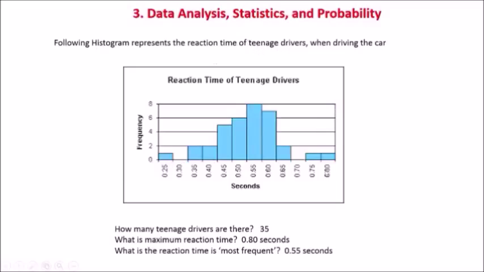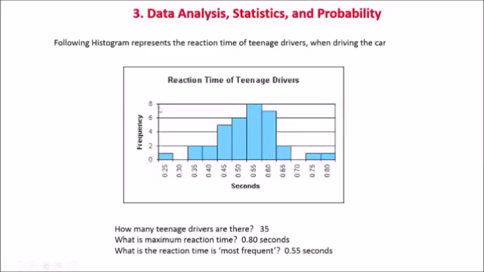Now you can see that there is one teenage driver who was able to react very quickly, within 0.25 seconds. That's on this side. But on the other extreme side, there was one teenage driver who took 0.8 seconds to react. So all the other people were in between, okay?